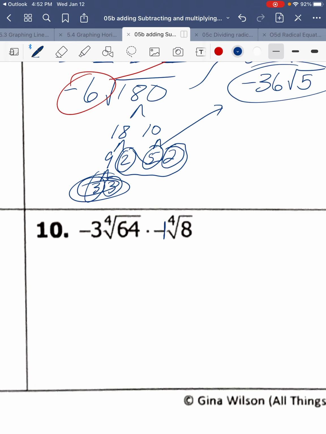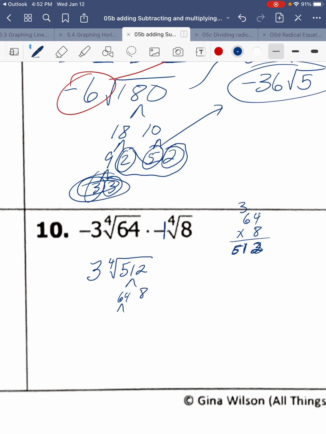And number 10. So coefficient-wise, we have -3 times -1, which is +3. Fourth root, 64 times 8. I don't have that off the top of my head either. What is going on here? 2, 3, 48, 51. Why did I put it? That's a 2. 512. But it really doesn't matter because I got to break it back out.